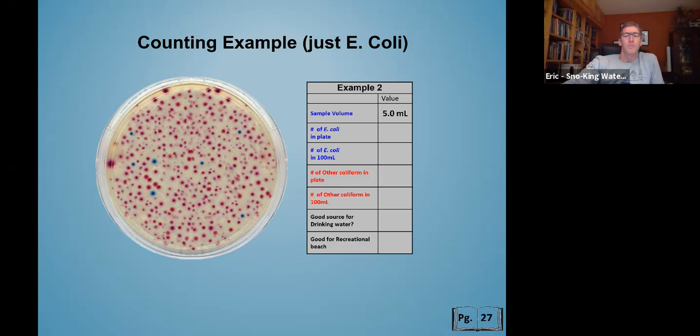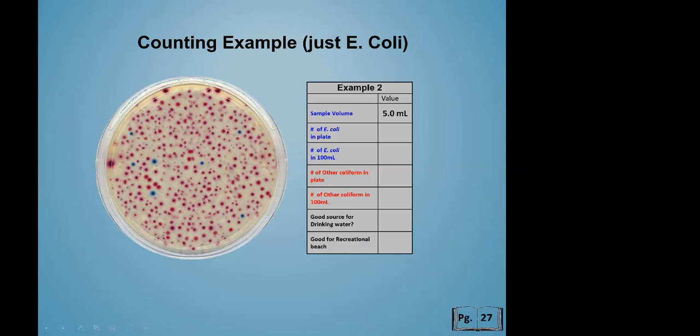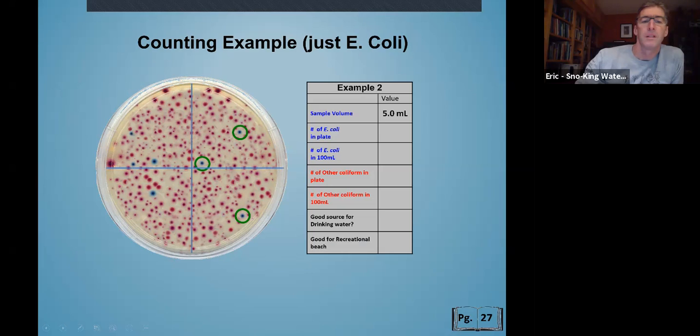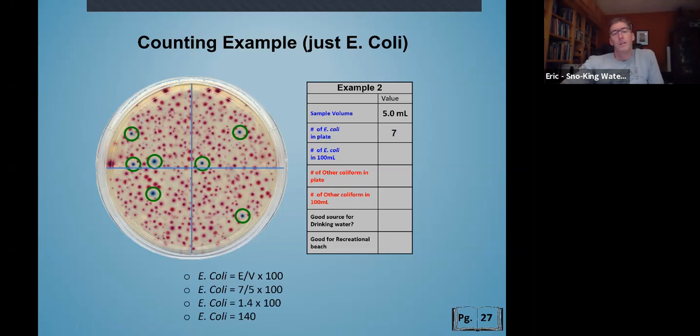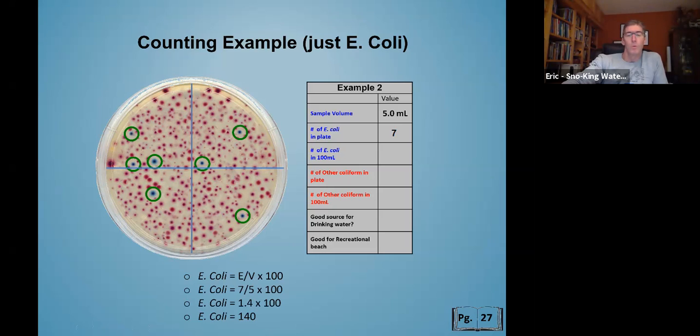So here's another example. This is kind of like a math example. In this case, our sample volume was 5 milliliters. And how many colonies do we have here? 7 still. Yeah, it looks like 7. So if we had 7, our formula is the number of colonies divided by the volume of our sample times 100. So our number of E. coli would be 140 CFU.